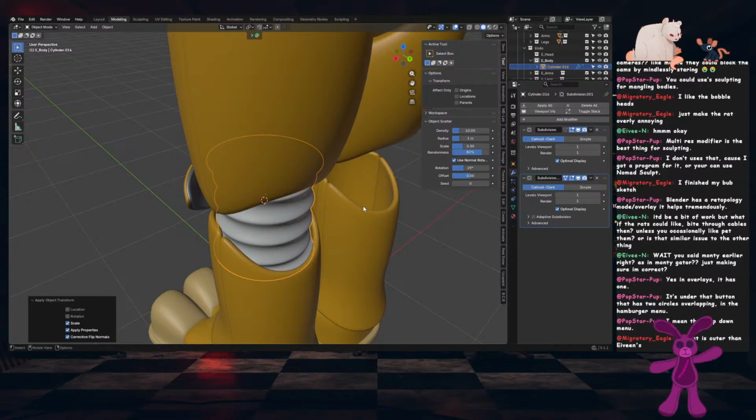It's in overlays that has one. The button that has two circles overlapping, next to the hamburger menu. The drop down menu.